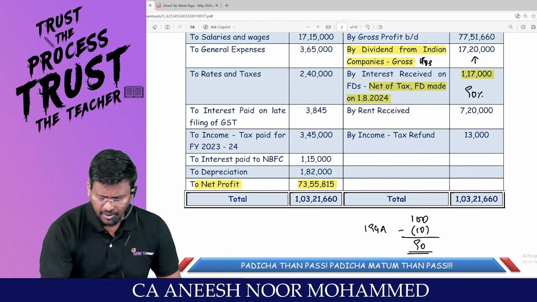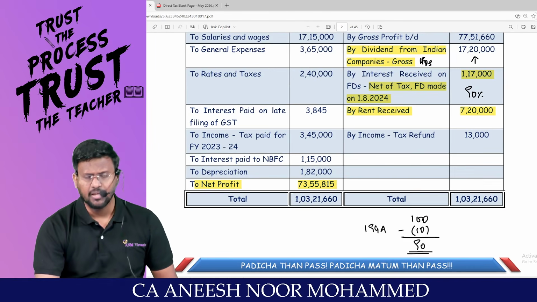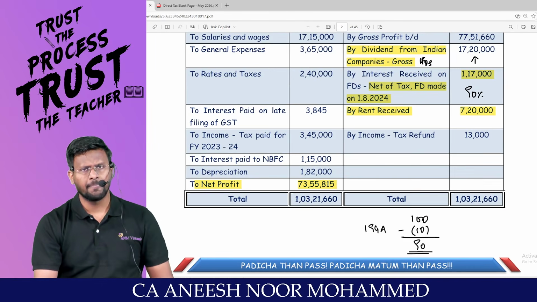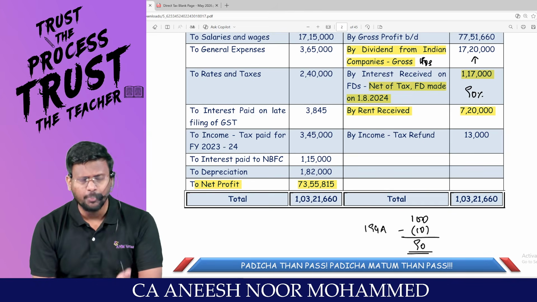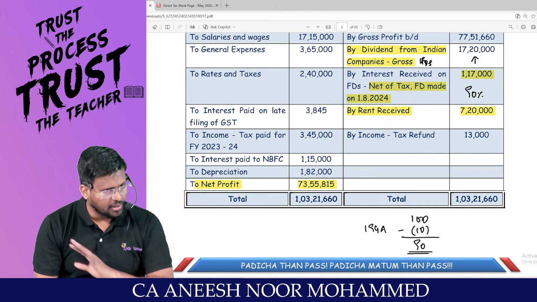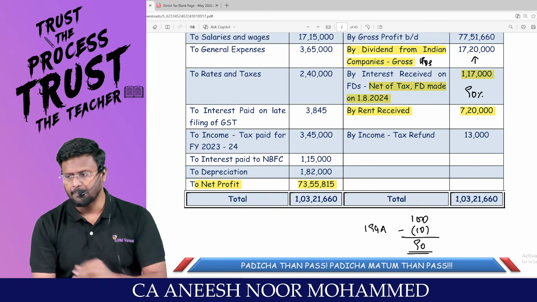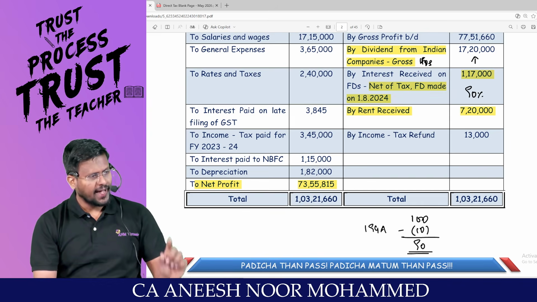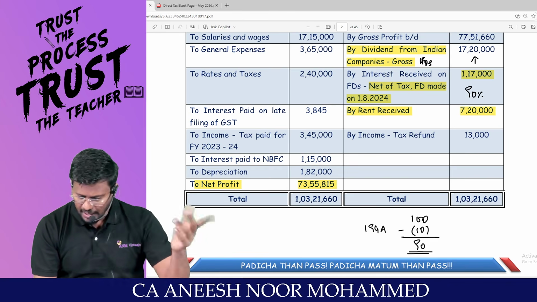By rent received, yes, super. It's IFHP, income from house property. It has been credited to the P&L account. Because of that, net profit would have been increased. It should not increase. It should be deducted from PGBP and should be included in the head IFHP.